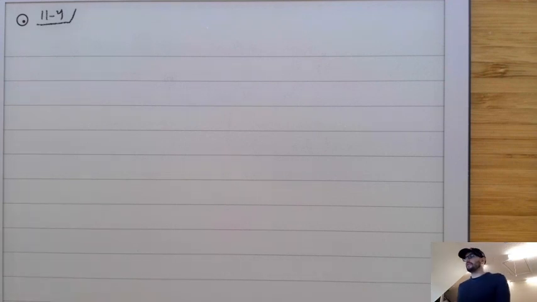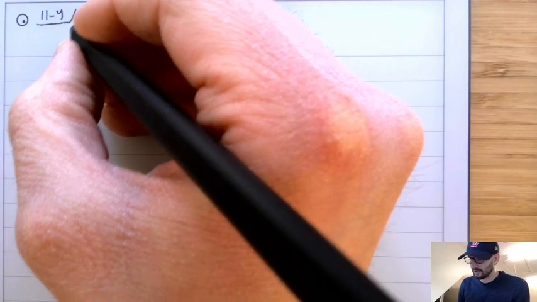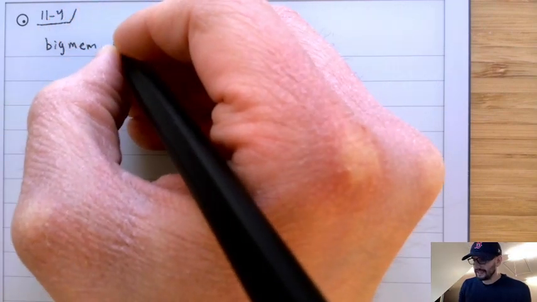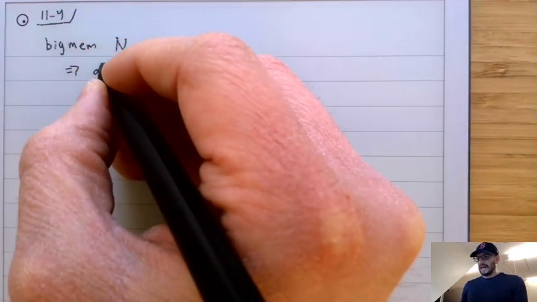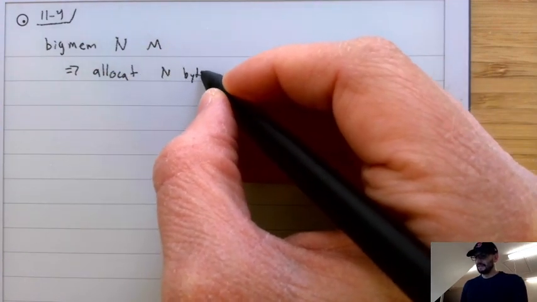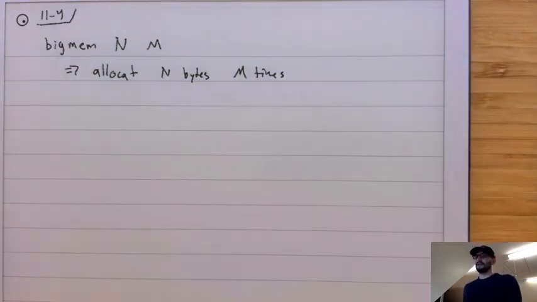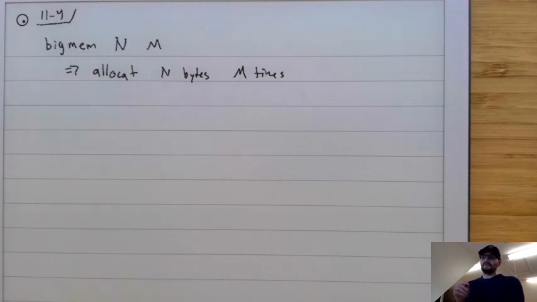Another thing that you want to do is write a program that is going to generate a certain amount of memory. So what I do is I call this program Big Mem. And Big Mem takes two parameters, N and M. Its job is to allocate N bytes M times. So we're going to generate a vector that consumes N bytes, and then we're going to do this M different times.